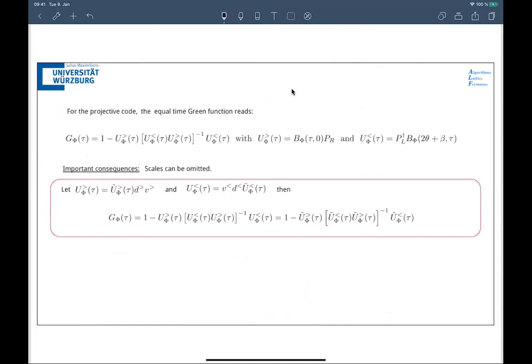I'd like to finish this point with one comment, which is about the projective code, which has a remarkable feature. This feature is that the Green's function for the projective code is independent of the scales. If you remember, the Green's function for the projective code is given by this: 1 minus U bigger, U smaller, U bigger, U smaller, to the minus 1. These U's bigger and smaller were defined by propagating the right trial wave function along the imaginary time and the left trial wave function backwards in imaginary time.